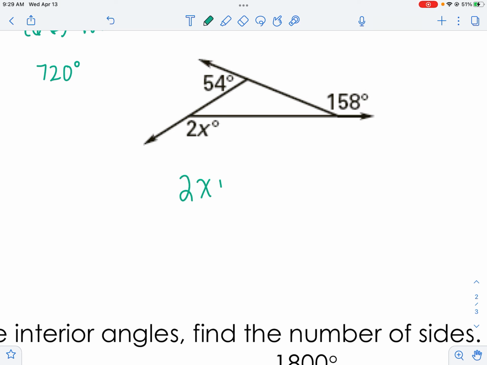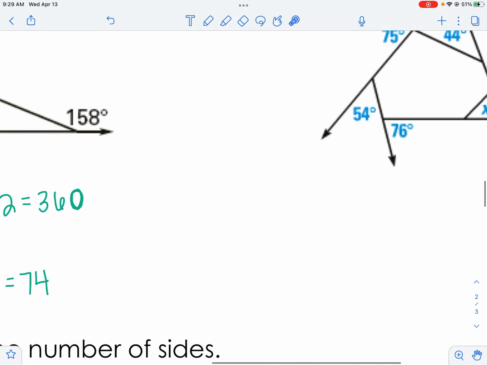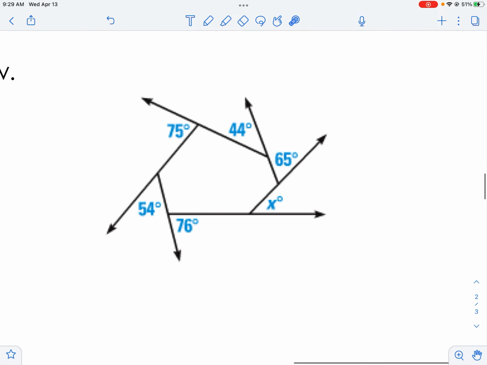So if I combine like terms, I'm going to have 2x plus 54 and 158 would be 212, and it's going to equal 360. Now, if you were going to solve that out, which we're going to cut out some steps, x would equal 74. And if I plugged it back in, then I could double check and make sure they all added up to 360. Now, taking a look at the next one, I'm going to give you a minute to think, what should this one add up to?